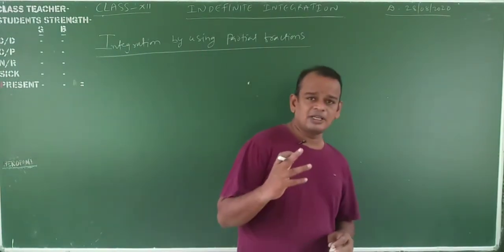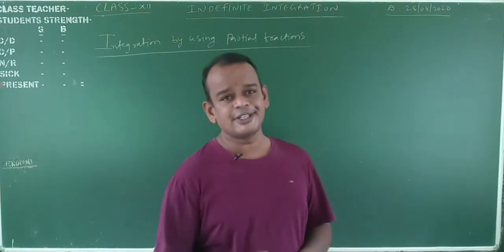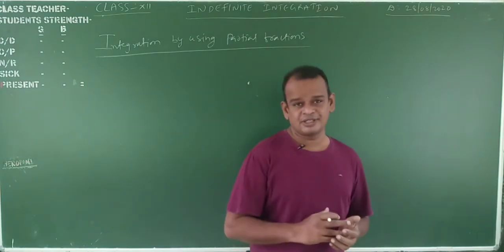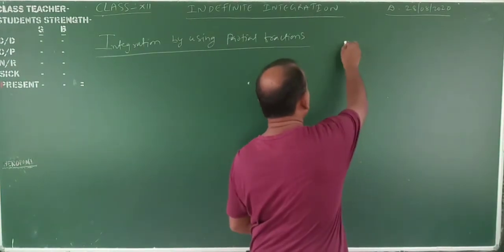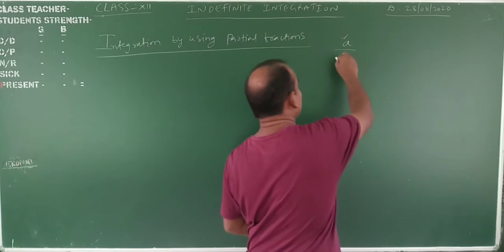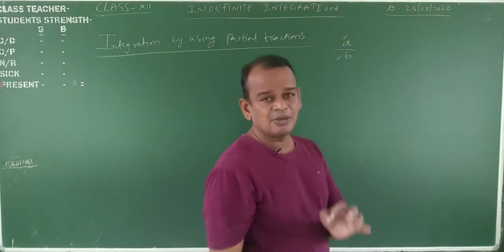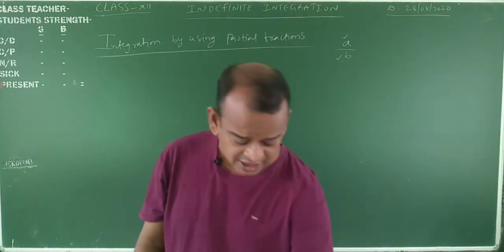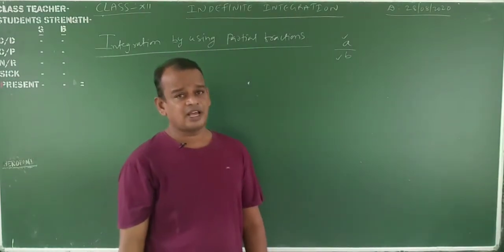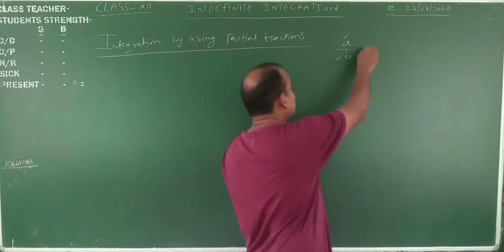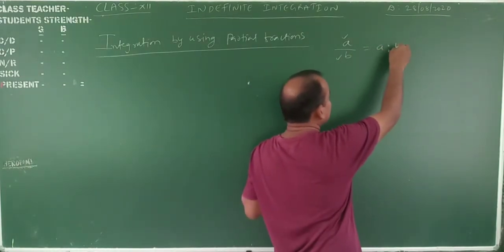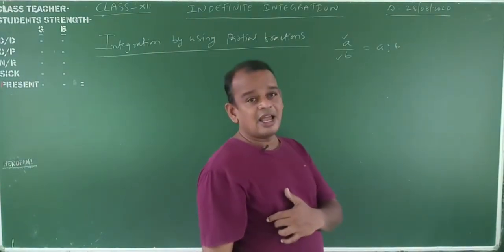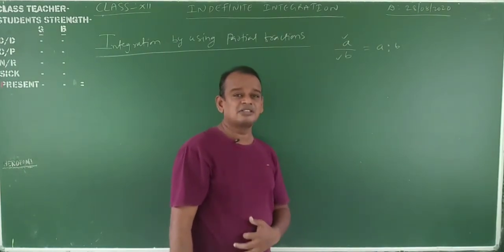If A and B are two quantities having the same units, then A by B is called a fraction, where A and B are two quantities having the same units. Then A by B is called a fraction. It is written as A is to B, with the ratio symbol, where A is called the antecedent and B is called the consequent.